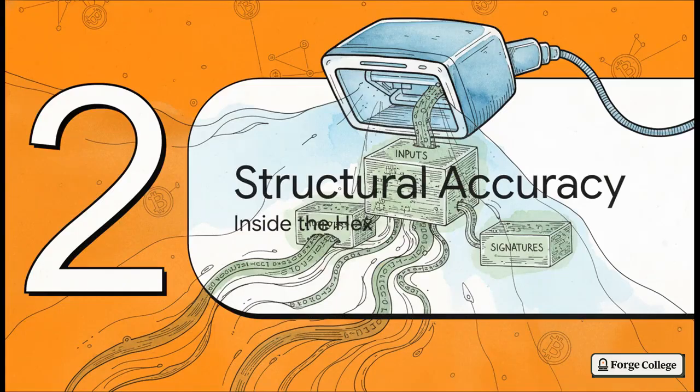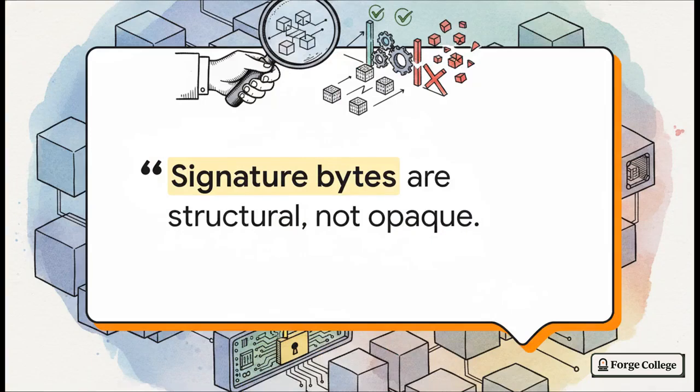Okay, next up, Section 2, X-raying structural accuracy. What is actually inside the hex? So what's our scanner actually hunting for? Well, it's cracking open that hex string to examine the exact byte structures of our inputs, our outputs, and, most importantly, our signatures. Like the source material points out, signature bytes are structural, not opaque.